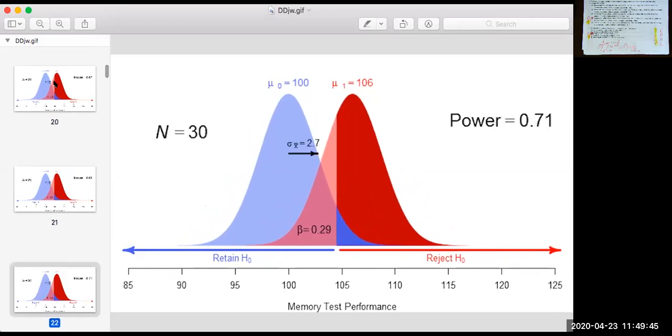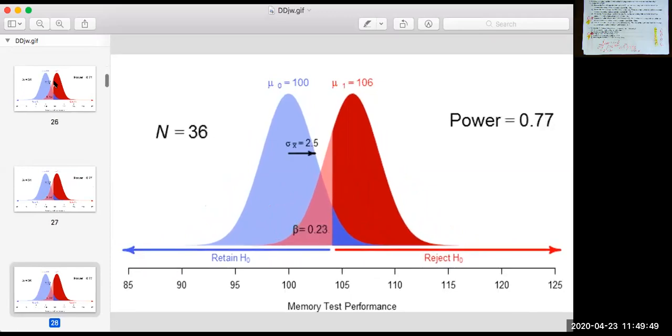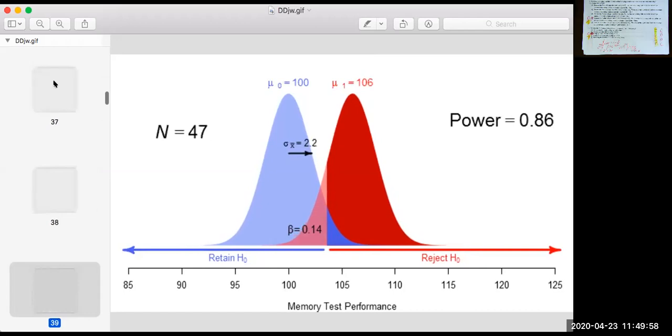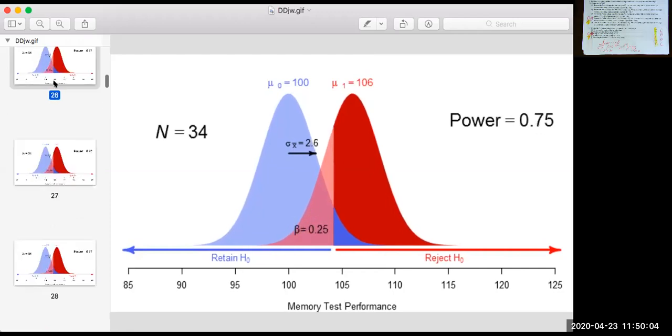Notice our power is increasing. Our power increases as our risk of a type 2 error and beta decreases, yet alpha is held static. Also notice the graphs are becoming narrower, the standard deviation is decreasing, and the lower your standard deviation, the better.